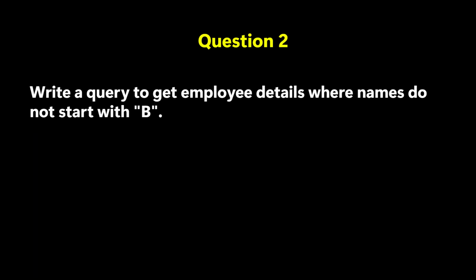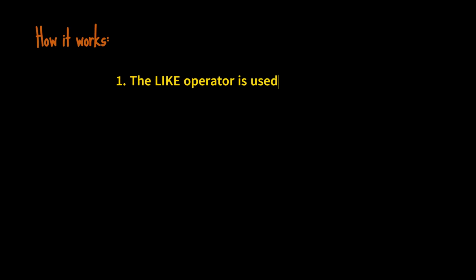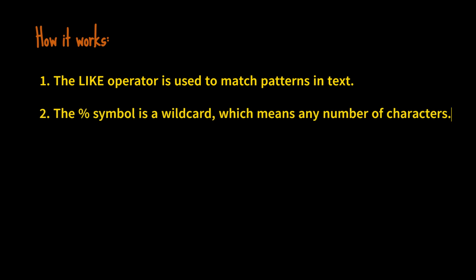Question 2. Write a query to get employee details where names do not start with the letter B. The correct query is: select star from employee where employee name not like 'B%'. Let's see how it works. The LIKE operator is used to match patterns in text. The % symbol is a wildcard, which means any number of characters. R% means any name that starts with R, followed by anything else.